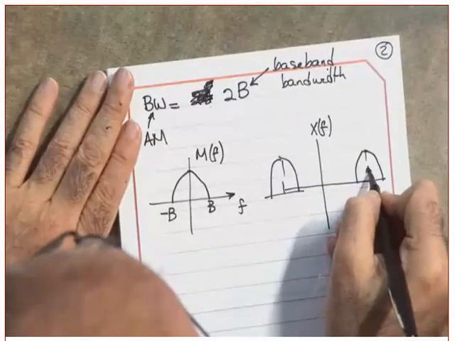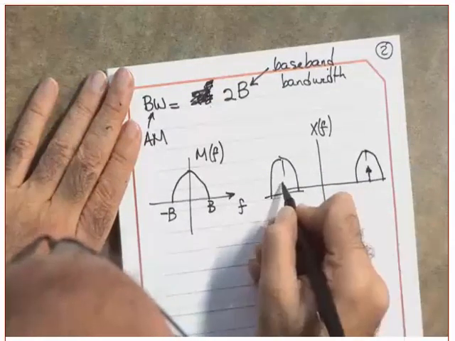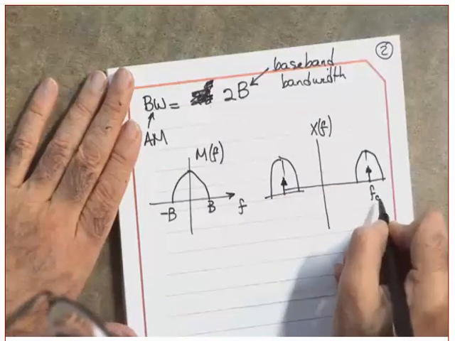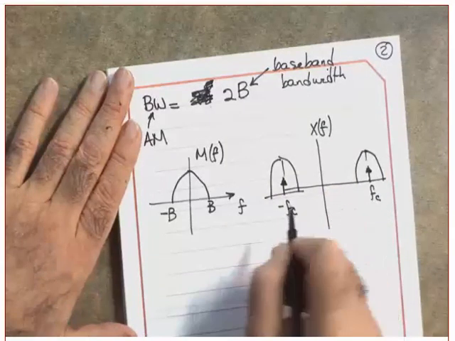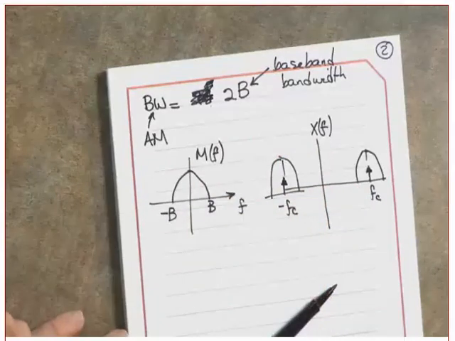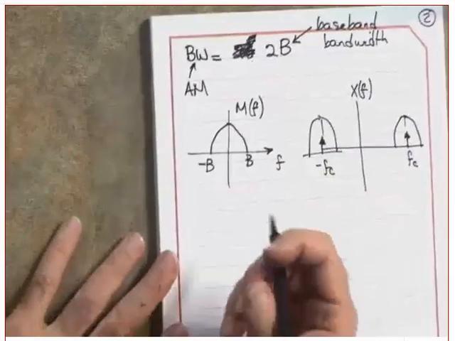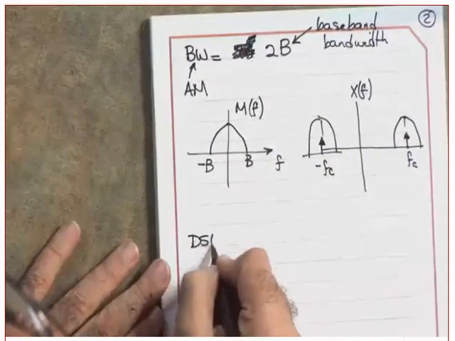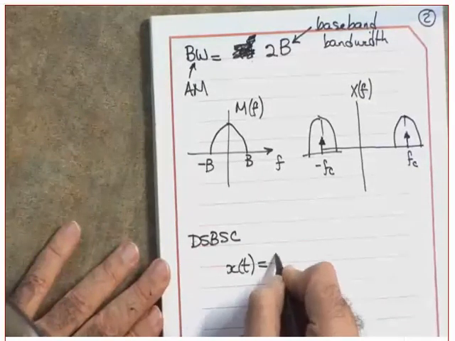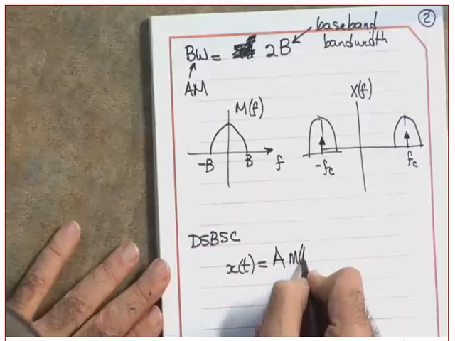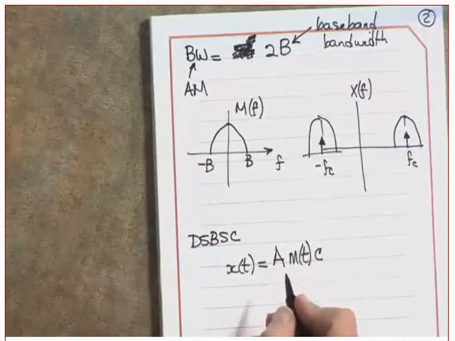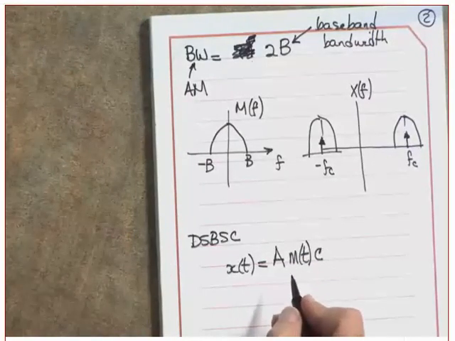What is this one? That's a discrete component at f_c. Again, if you are using double sideband suppressed carrier, you will not see this impulse. Double sideband suppressed carrier, what is x(t)? It's A m(t) cosine. There is no mu. The mu is only applicable to the AM.